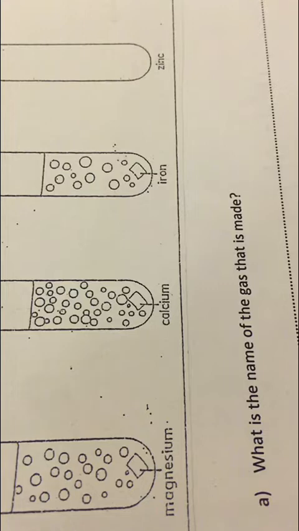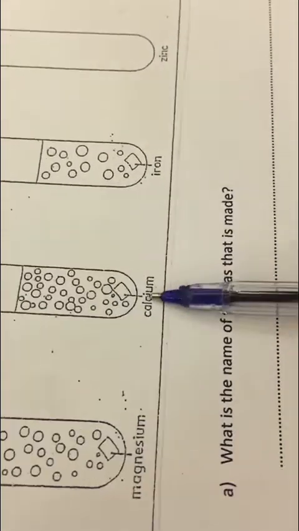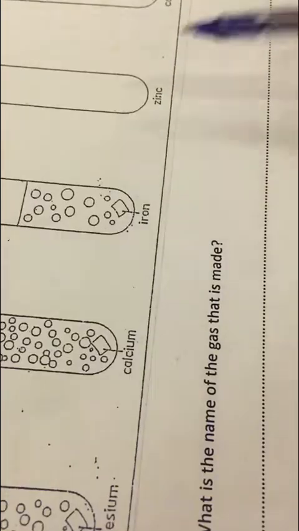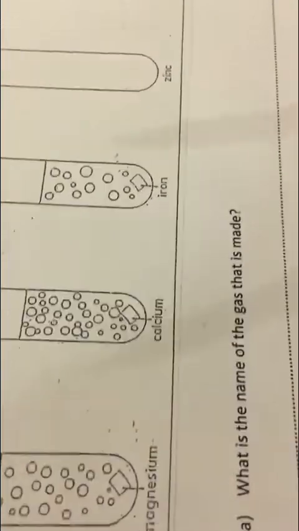As the valence electron, the last one, which is the easiest to lose, becomes further and further from the nucleus, the attraction force between the nucleus and this valence electron becomes less until it is easily lost. So we have magnesium in group 2, calcium in group 2, iron is a transition metal, zinc and copper. These are the metals that we have right now.